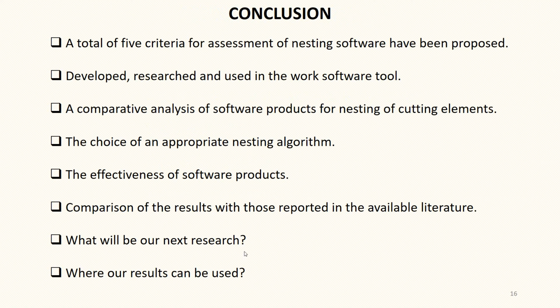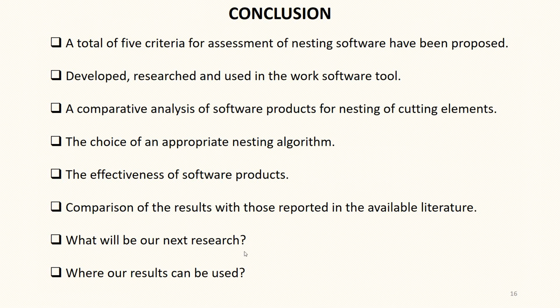In the present paper, a total of 5 criteria are proposed for the evaluation of software products for the arrangement of elements that are suitable for textile production. These criteria are related to the degree of use of the material, the overall efficiency of the algorithms and the time for their execution. Developed, researched, and used in the work was a software tool for complex, express, automated evaluation of algorithms for arranging elements, including software modules for research, analysis, and categorization of nesting software products.